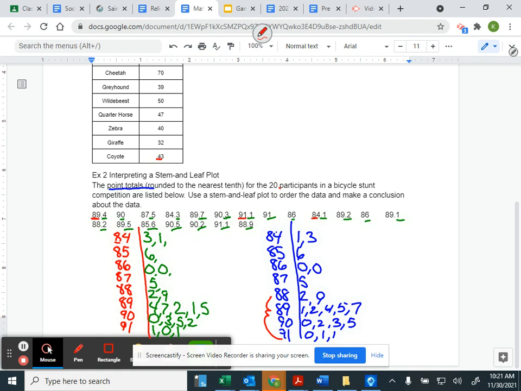Do we have any questions on the stem and leaf plots? Okay, so we are going to stop there for today. We do have our workbook, pages 33 and 34, which are all about ordered stem and leaf plots.